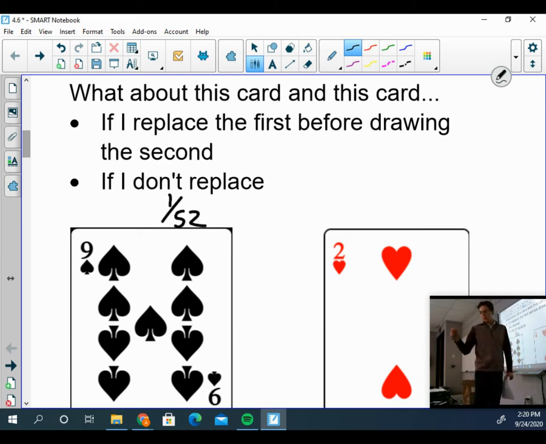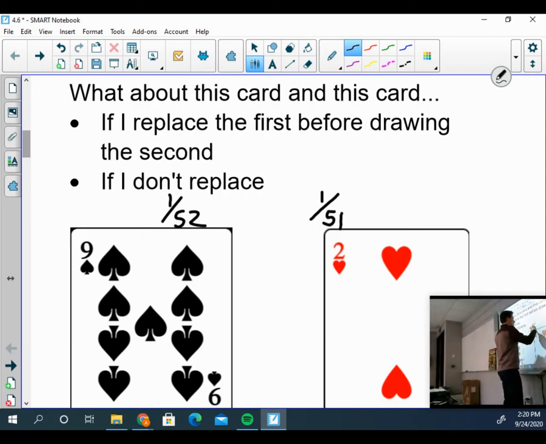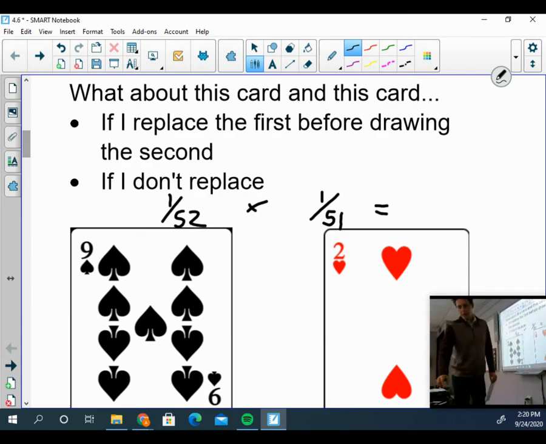Well, what if I just set the card down? What if I don't put it back in the deck? Well, there's only 1 2 of hearts in the deck, so there's only one favorable outcome. But instead of there being 52 cards, there's only 51 now, because I set it on the table. The chances of me drawing the 9 of spades, laying it down, and then drawing the 2 of hearts, you would multiply these two probabilities together.